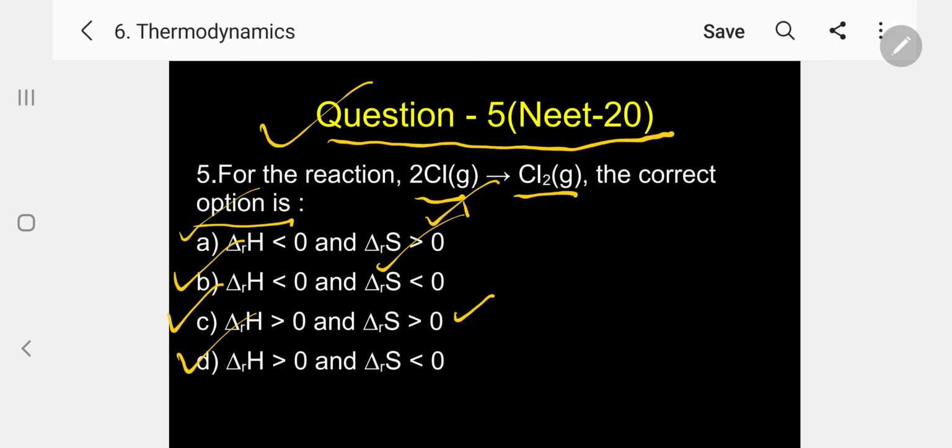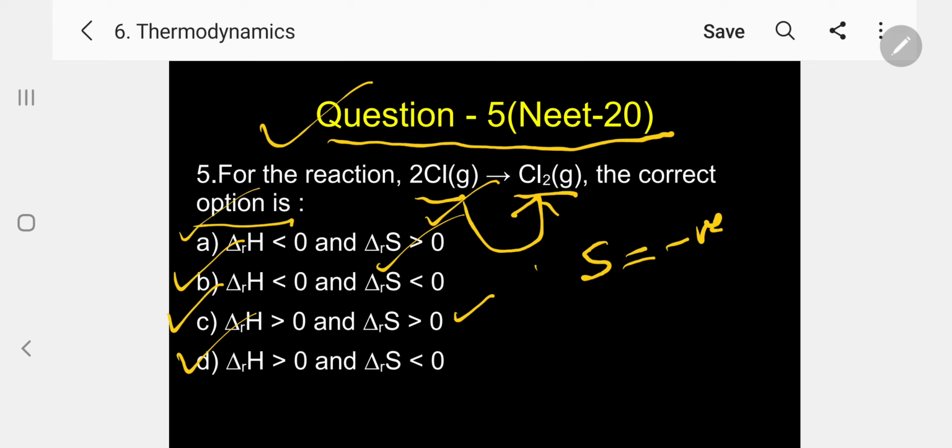So what is happening here? The same example we have taken there. Atomic chlorine gas is converted into molecular chlorine gas, so it should be negative. The change in entropy is negative. Kindly follow. Negative means less than 0. Just see all the four conditions; in two of them it is greater than 0, so only two possibilities remain.